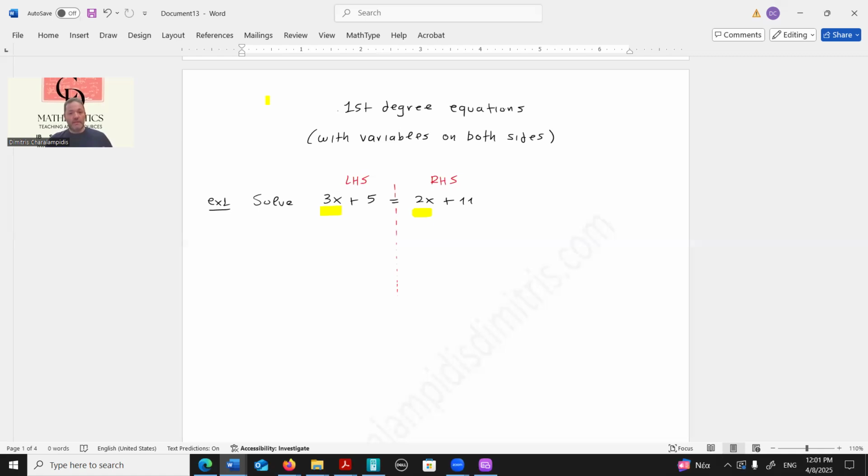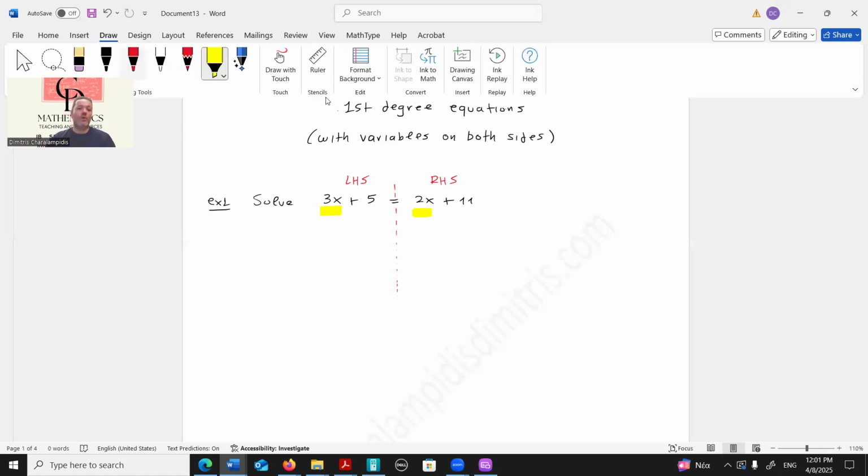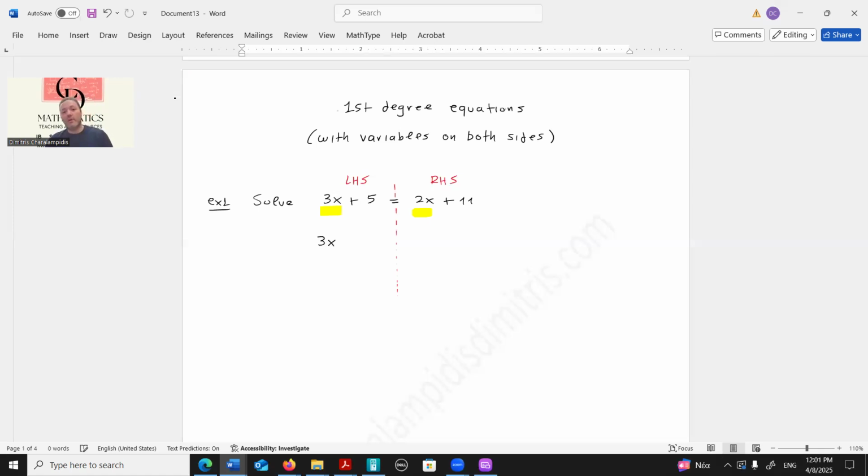Remember, however, that since all these terms are being added or subtracted, every time we move a term from one side to another, the sign of that term should change. So we should move all the variable parts, 3x and 2x, to the left, but 3x was already on the left, so nothing will change. 2x, however, has to turn from the right side to the left side, so its sign is going to be different. So we can write 3x minus 2x. Then this is followed by the equal sign.